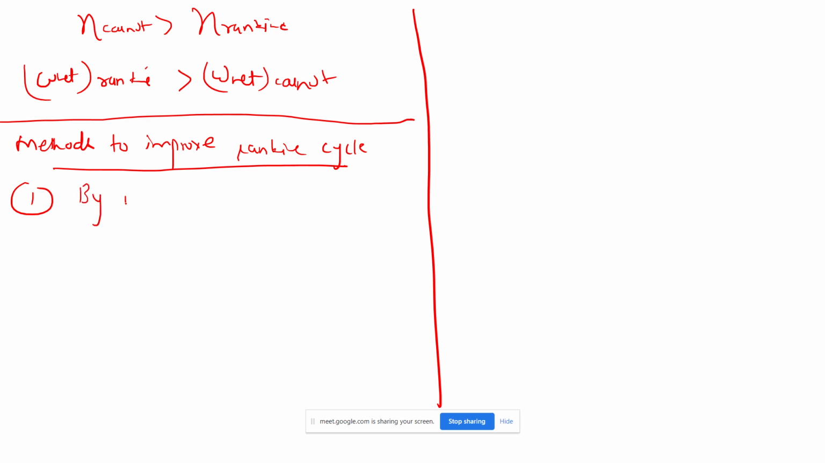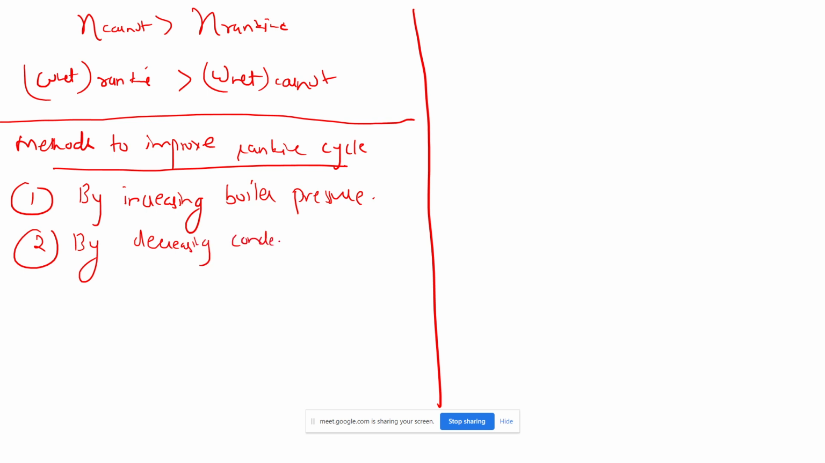heat addition mean temperature of heat addition, by increasing the boiler pressure. Okay. Second, what is the second method by which we can improve? By decreasing the condenser pressure.